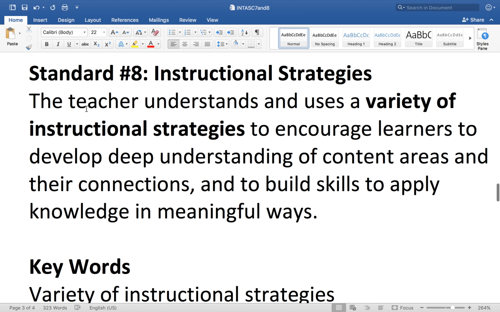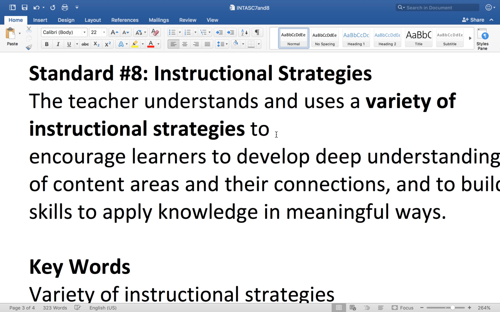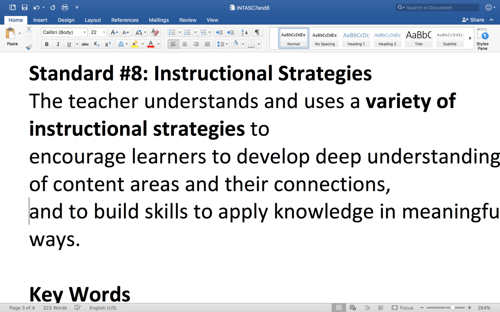Okay, so what we can do is look at the text from Standard 8. Standard 8 reads that the teacher understands and uses a variety of instructional strategies to encourage learners to develop deep understanding of content areas and their connections, and to build skills to apply knowledge in meaningful ways. So really what we have there is our main idea, instructional strategies. Then we kind of have three sub areas, which I'm going to separate here just for those who want to see it visually.